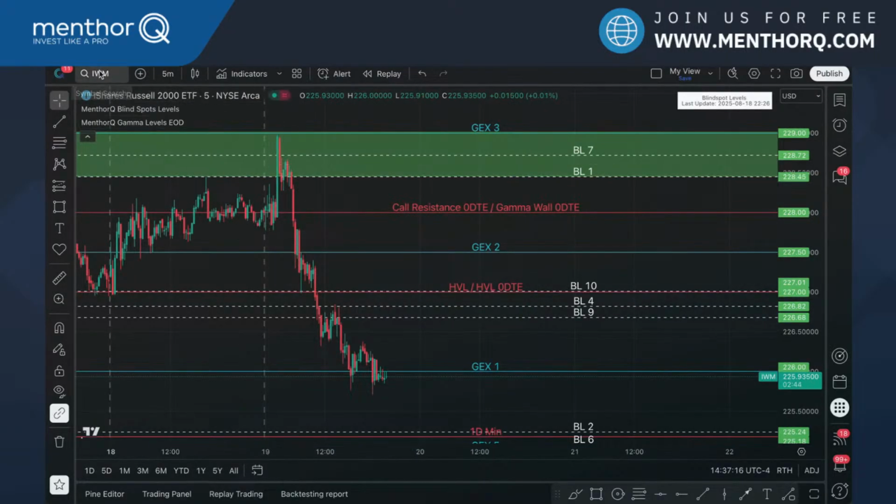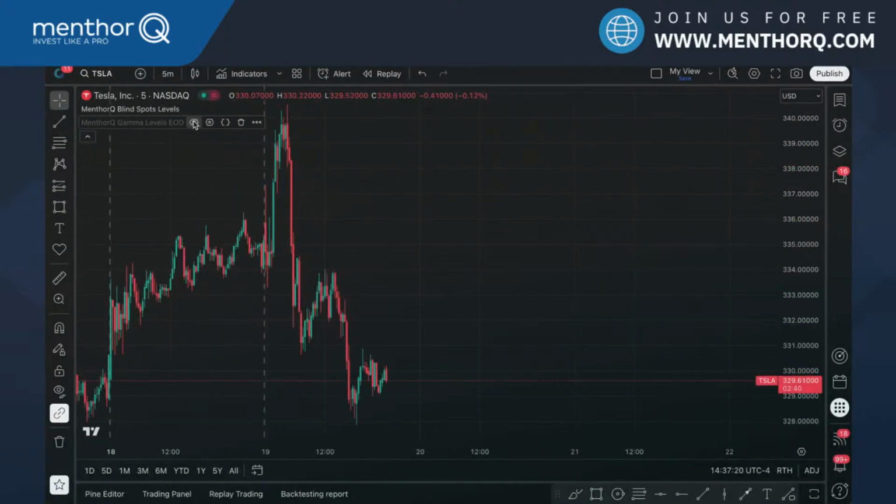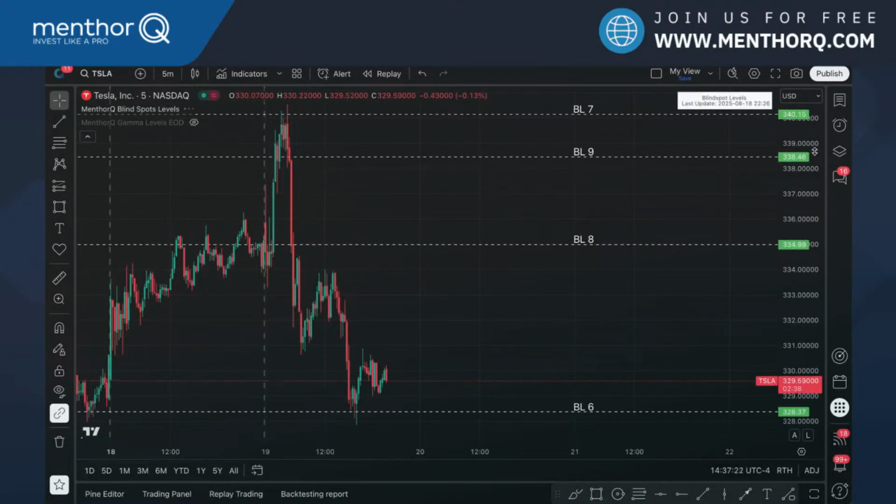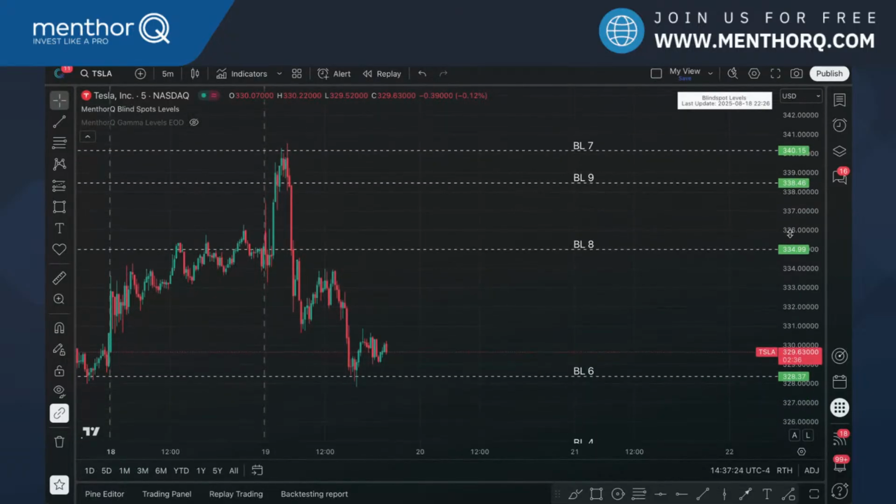Okay. Now let's look at some examples on Tesla. And here we want to just hide the blind spots for a second. Again, same picture. Tesla opened higher. We went all the way through our blind spot 7, dropped all the way down, and then now we bounce back at our blind spot 6.